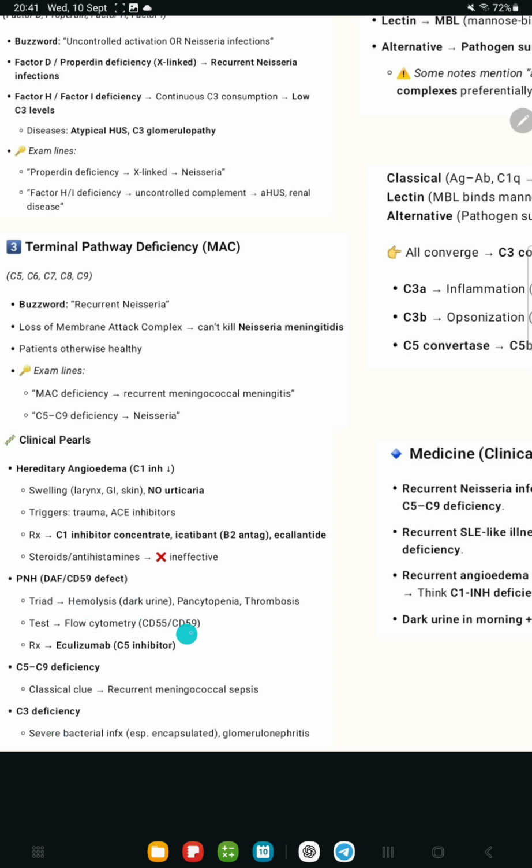Now CD55 and CD59 are responsible for protecting the RBCs. They are the protective covering around the RBC, protecting it from attack by the complement. If there is a deficiency, it leads to PNH, and the triad we see here is hemolysis with dark urine presentation, pancytopenia, and thrombosis. The test we do is flow cytometry, where we check CD55 and CD59 levels, and the drug we give is eculizumab. For C5 to C9 deficiency, the classical clue is recurrent meningococcal sepsis, and for C3 deficiency, severe bacterial infections, especially encapsulated, and glomerulonephritis.